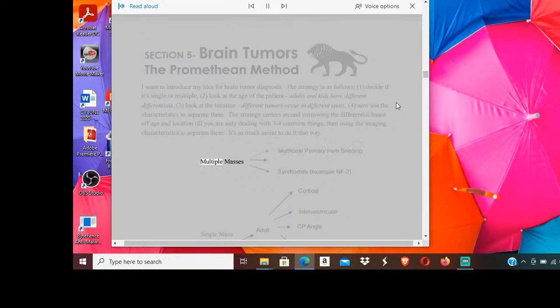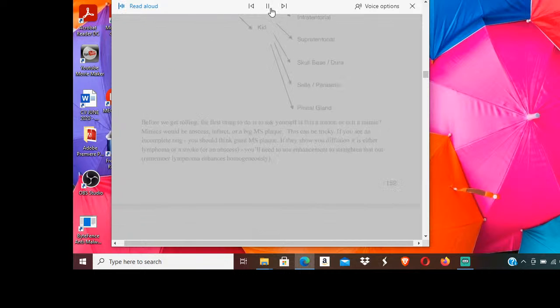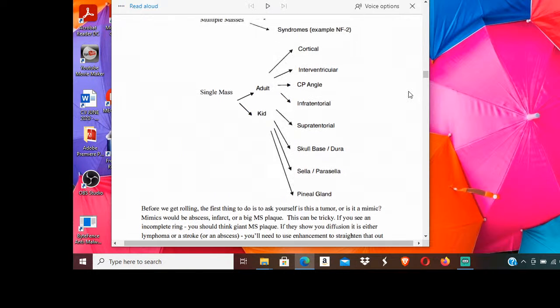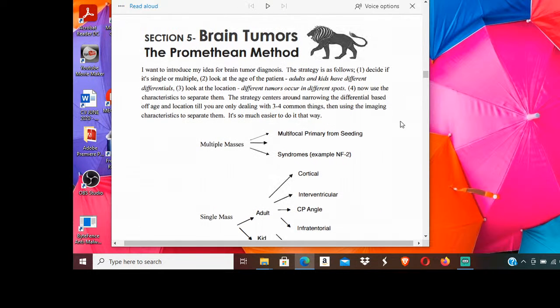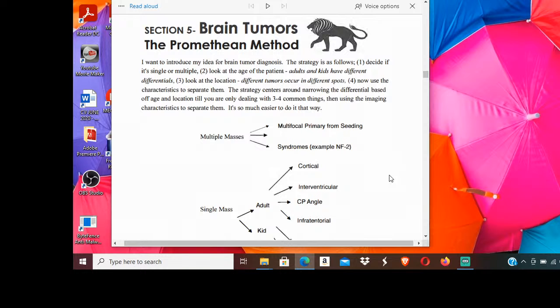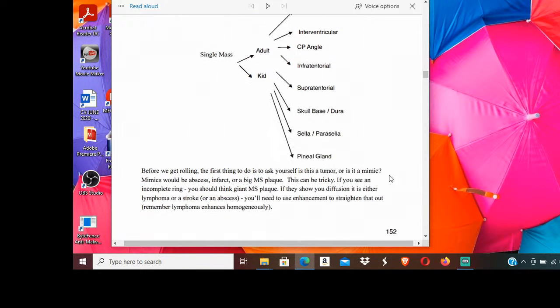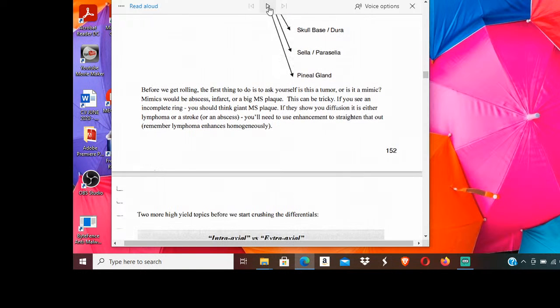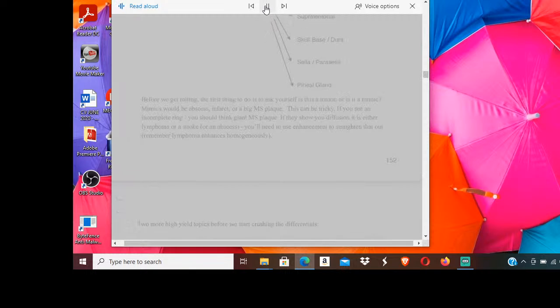Multifocal primary from seeding, multiple masses, syndromes, example NF2. Cortical. Intraventricular. Adult. CP angle. Single mass, infratentorial, kid. Supratentorial. Skull base, dura. Sella, parasellar. Pineal gland.